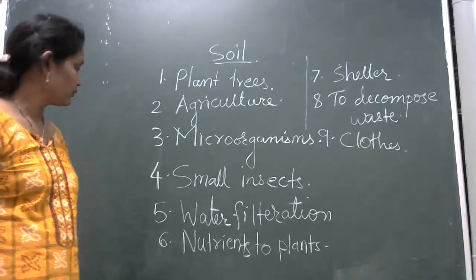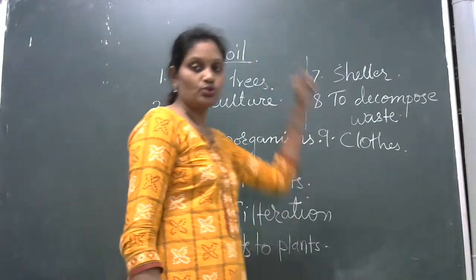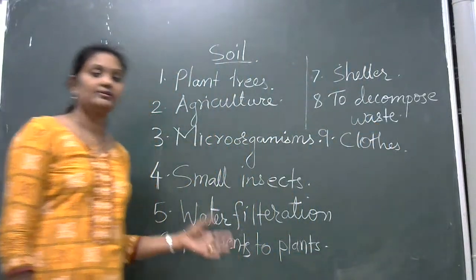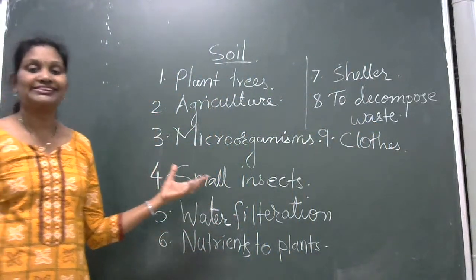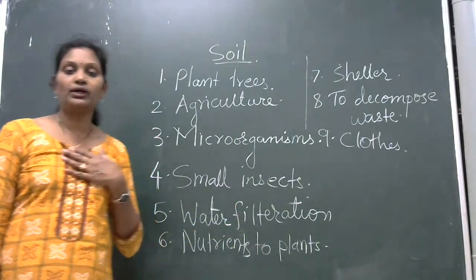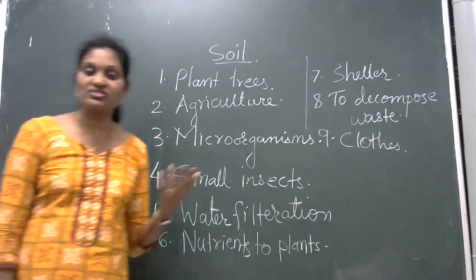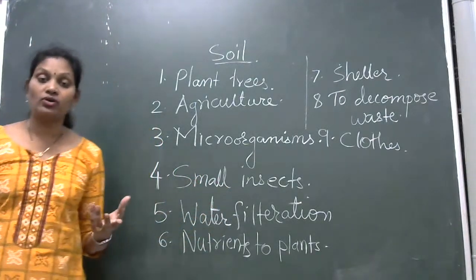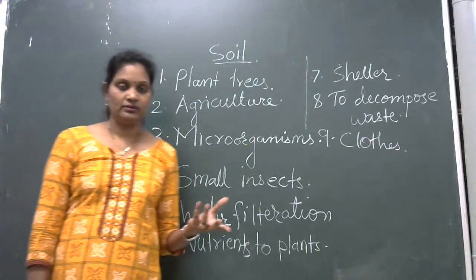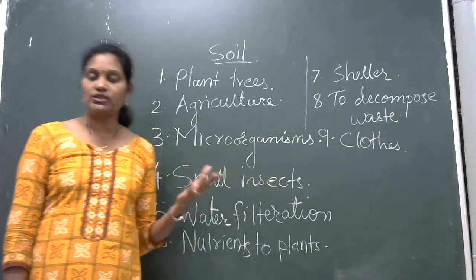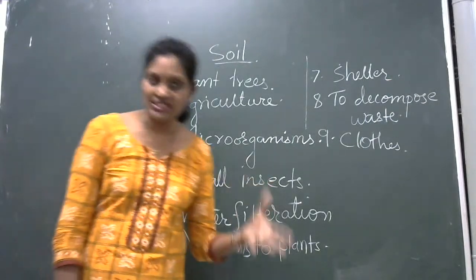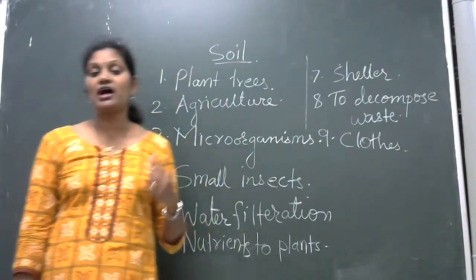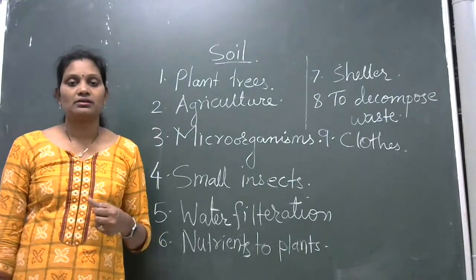Nutrients, then shelter. So these are the various things that are provided by the soil to us. We are so much dependent on the soil, and yet we are busy spoiling that same soil. This is a resource, but we are exploiting it. We are not using it properly. We are misusing it. Isn't it?